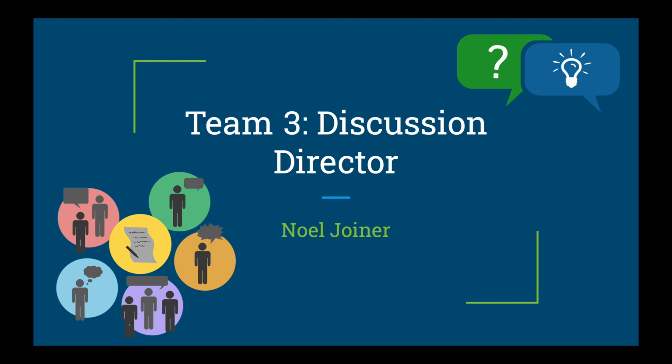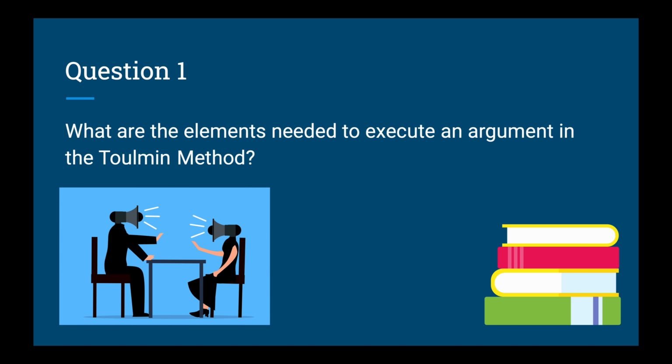Joyner, and I'm the discussion director for Team 3, and we are talking about Toulmin and Rogers methods. So question 1 is, what are the elements needed to execute an argument in the Toulmin method?